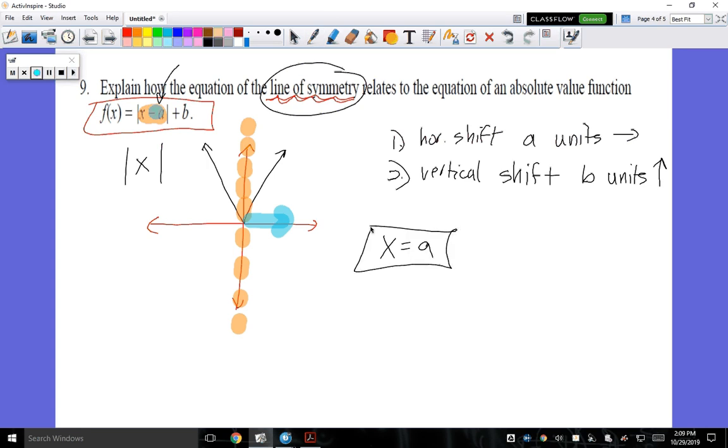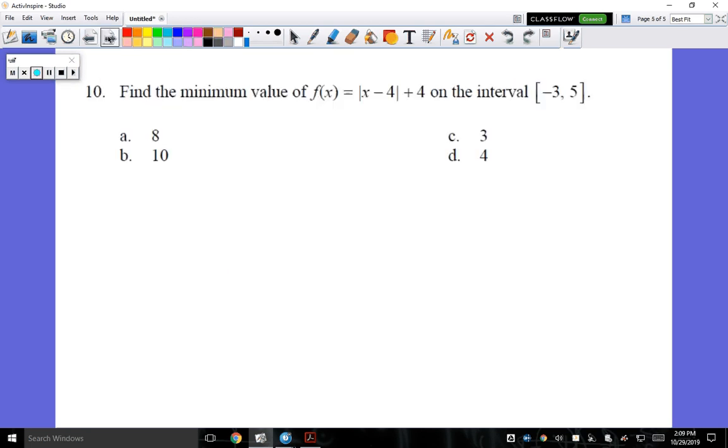Okay, so let's say a was 3. You'd move 3 to the right, and now your graph would look like this. And there's your axis of symmetry, otherwise known as the center. And you would say x equals a. And then you could say that it was shifted b units up. But because the only reason why it's asking about the line of symmetry, you're only going to describe that line of symmetry as x is equal to a.